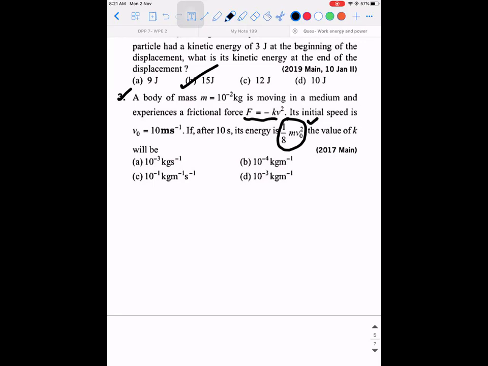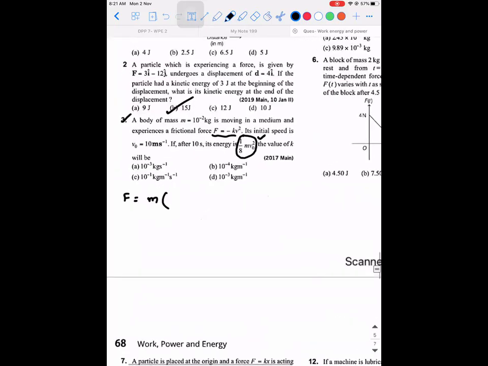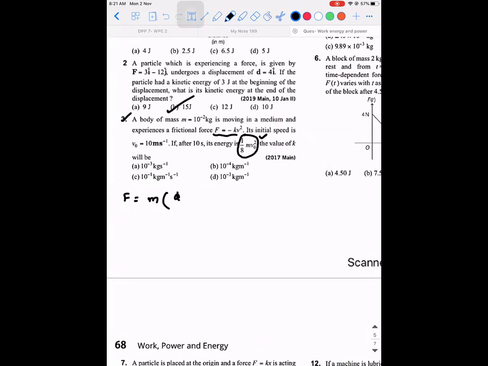Let's see. If the mass is given, how can I write F in terms of mass? F is equal to m into a. But instead of writing a directly, I would prefer to write it as dV by dt. So dV by dt is equal to how much, guys? If I compare both, m into dV by dt is equal to minus k v square.